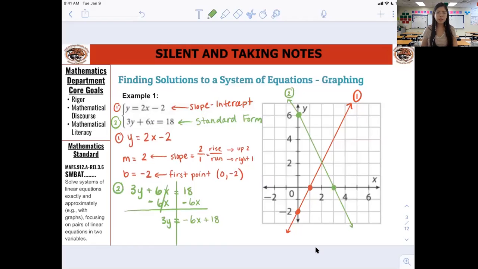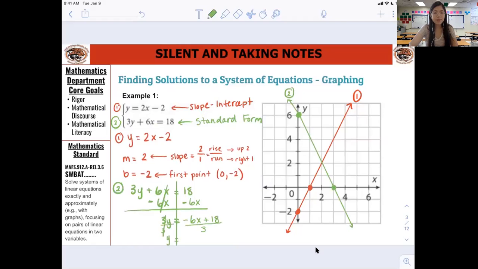I'm not quite done though yet. What's the last thing I have to do to isolate my y? You have to divide everything by 3. Good. Got to get that 3 out of there. So the only way to do that is by dividing. I'm so happy I remember that. Good job. All right, so I divide everything by 3.